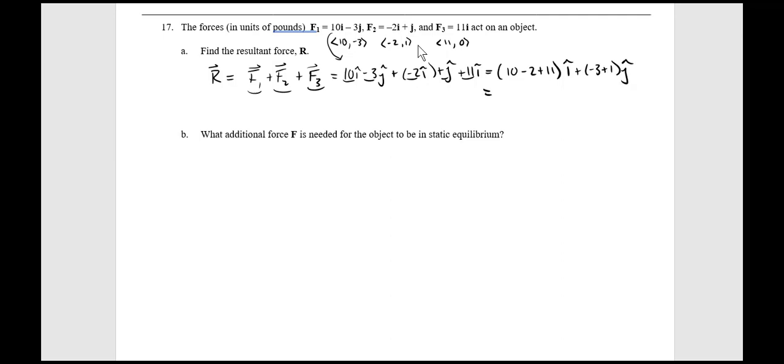And put them together. 10 minus 2 is 8. 8 plus 11 is 19 in the i direction. Looks like we have -2 in the j. Right, this is our resultant force.